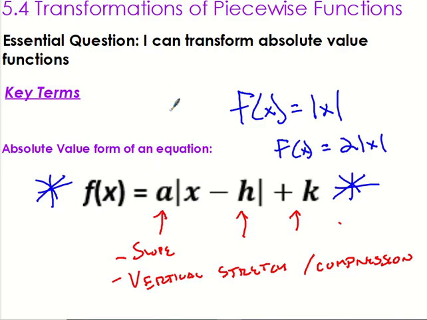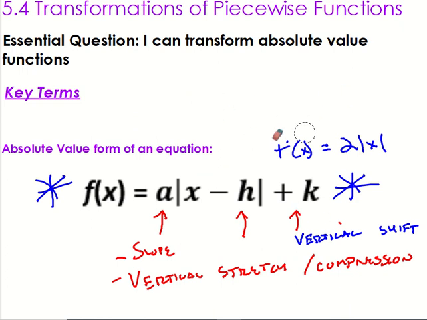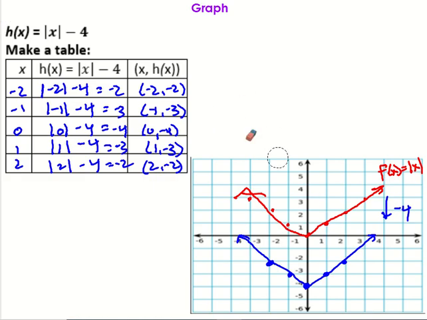So let's go back to our original formula. This k right here, this is a vertical shift. It's going to move the graph up and down. Okay, so this k is going to move the graph up and down. It's going to be a vertical shift, and it's really moving your vertex. It's really moving the vertex up and down.